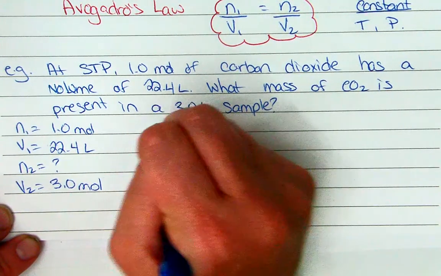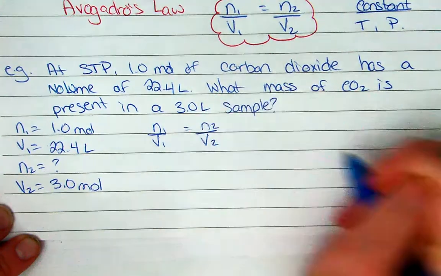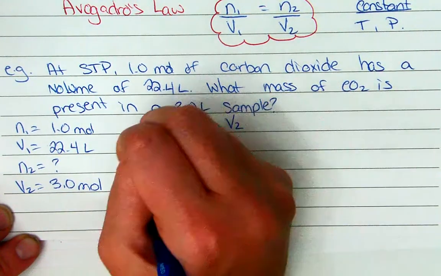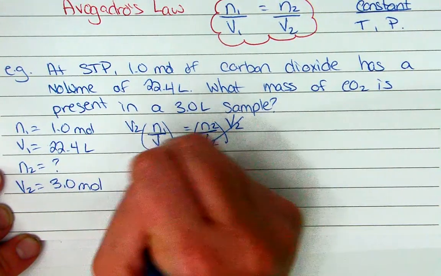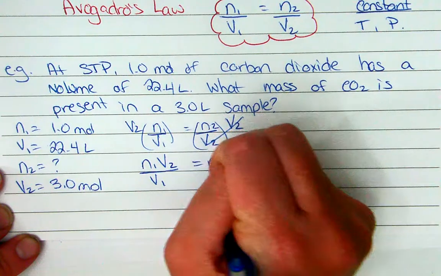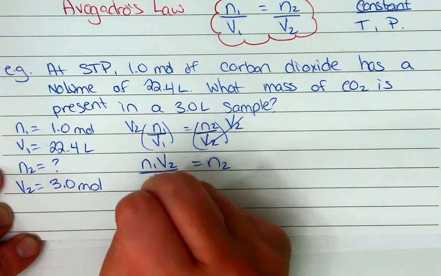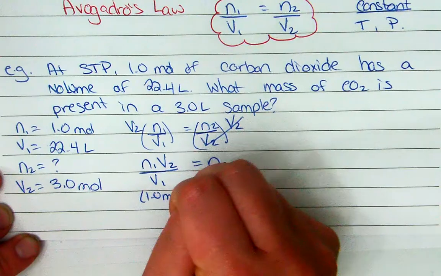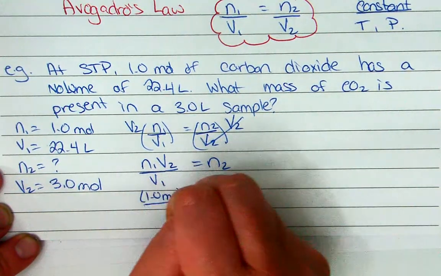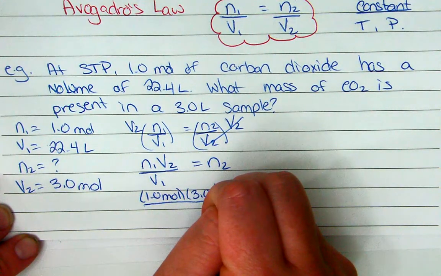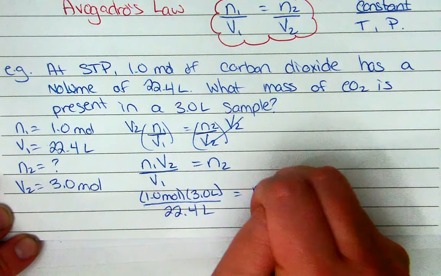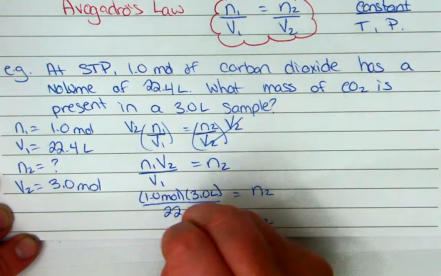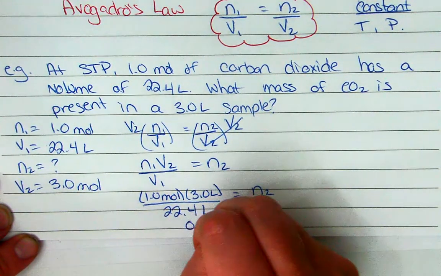So N1 over V1 equals N2 over V2. We're going to multiply both sides by V2. So N1 V2 divided by V1 equals N2. So 1.0 moles times 3.0 liters divided by 22.4 liters equals N2. That gives us, we need 2 sig digs, 0.13 moles.